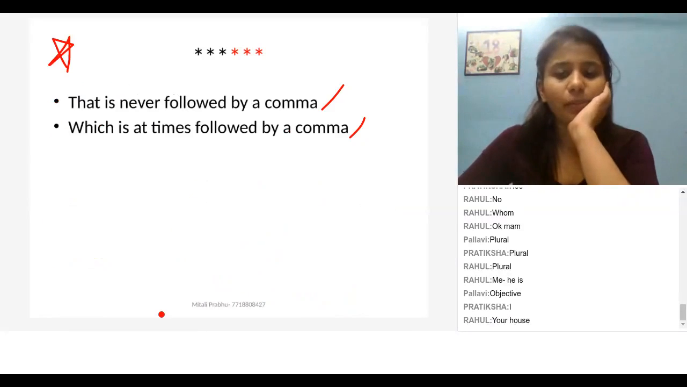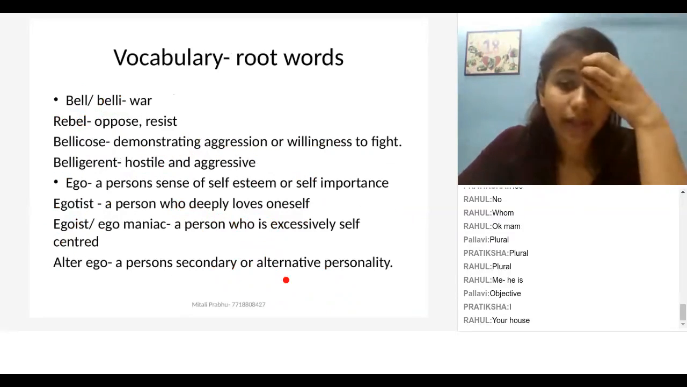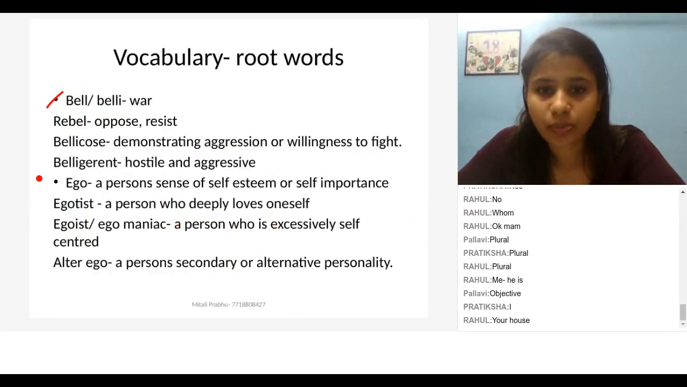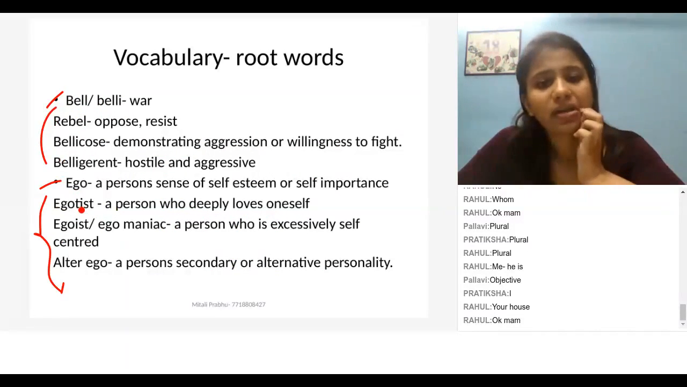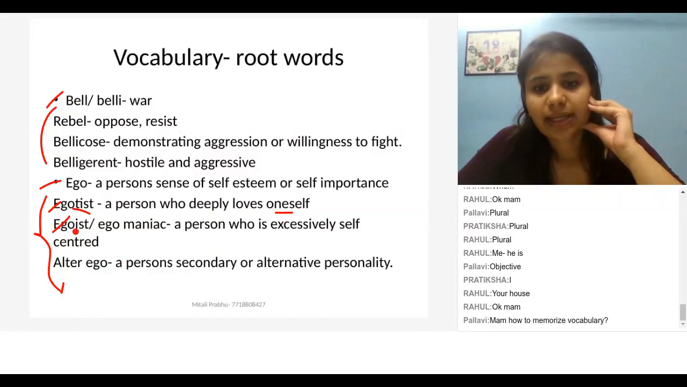The rules are very, very important. Go through all the rules. Okay. And this is the vocab that I had discussed. So if you just read it, you'll understand. Okay, so these are 2 root words, and these are the words out of them. Now just remember this word egotist and egoist. Don't get confused, because egotist is a person who deeply loves oneself. Okay, and egoist.